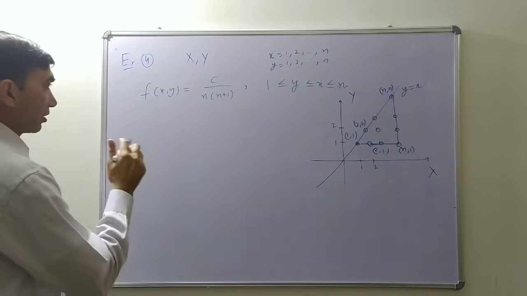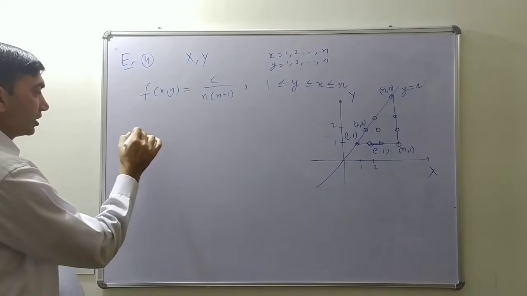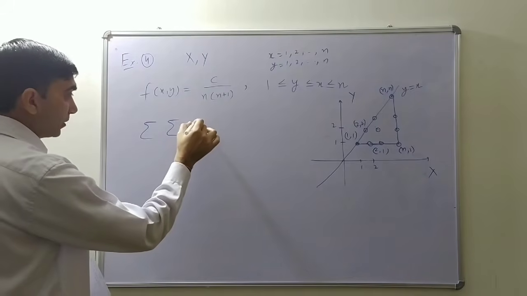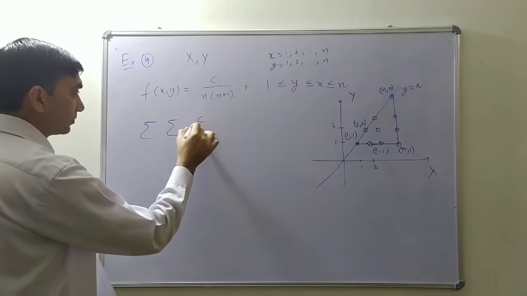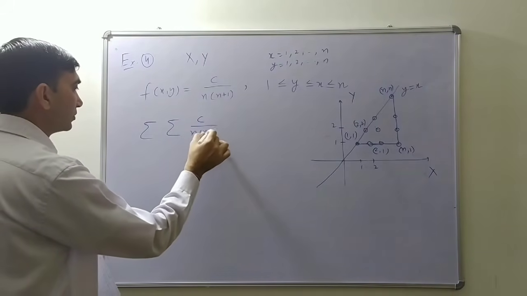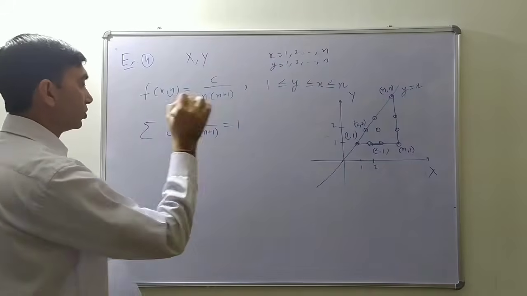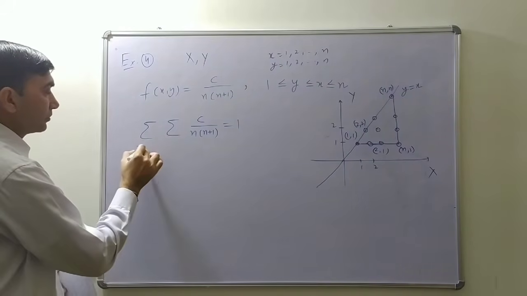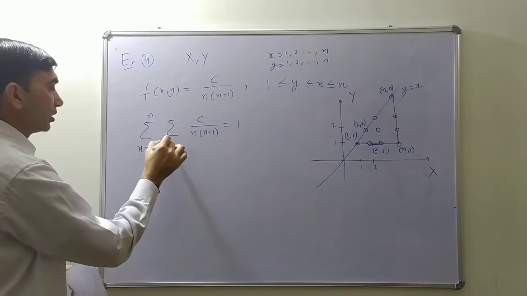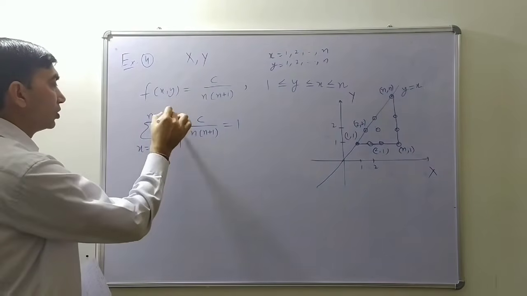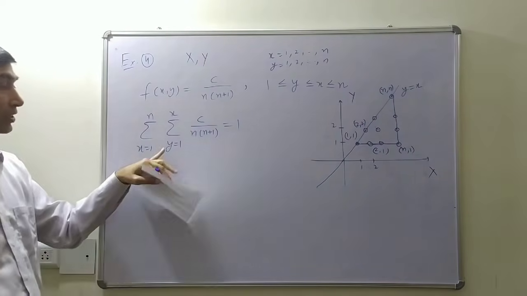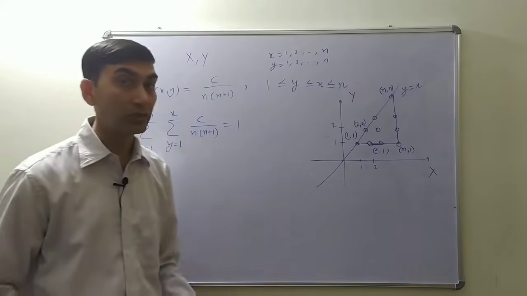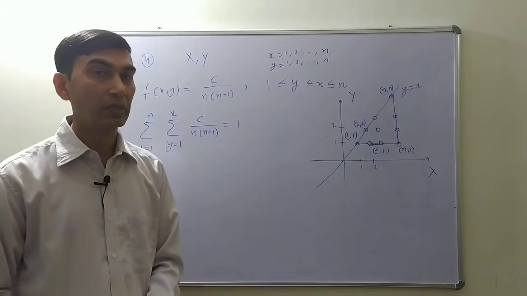Now let's do the calculation for finding c. For finding c, what you need to do? Sum over x, sum over y, fxy is equal to 1. Now, x goes from 1 to n, y goes from 1 to x. I am not writing y from 1 to n. Why? That point you need to understand.